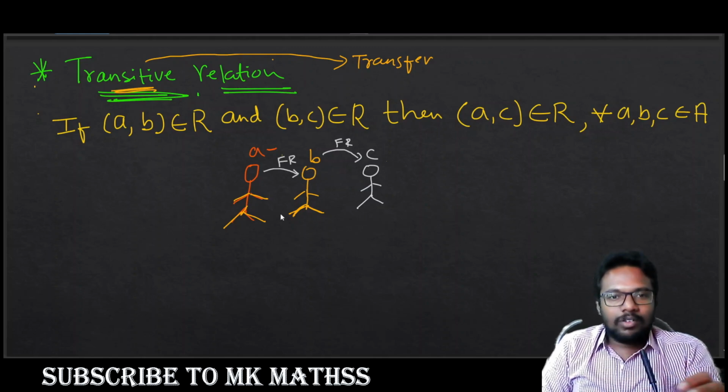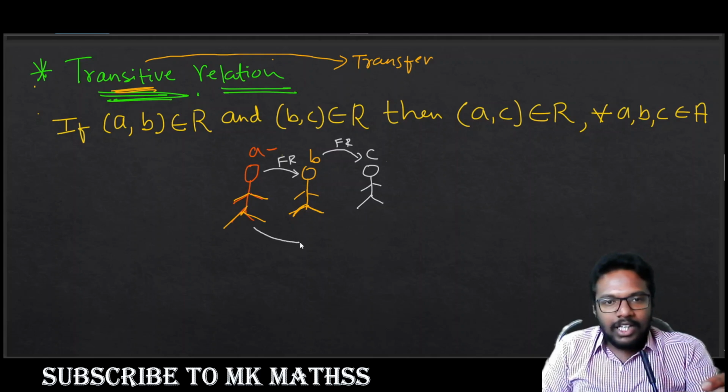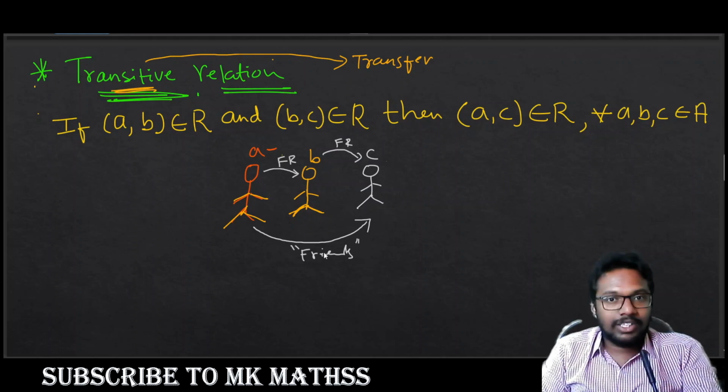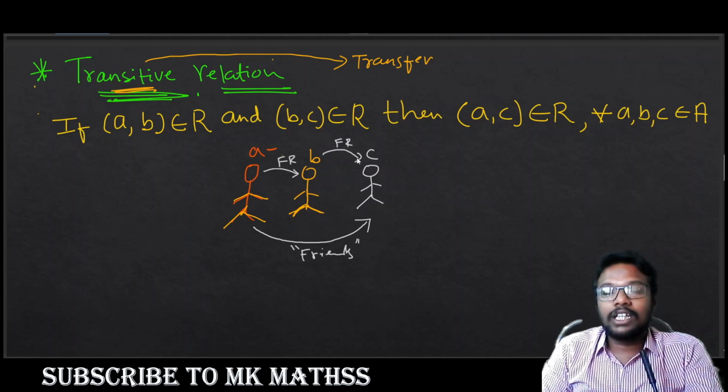Now if A and B are friends, and B and C are friends, and if A and C are also friends, then this is a transitive relation. If A and C are not friends, then it is not a transitive relation. Simple. First A is a friend to B and B is a friend to C. If A and C are friends, then it is a transitive relation. If A and C are not friends, then it is not a transitive relation.